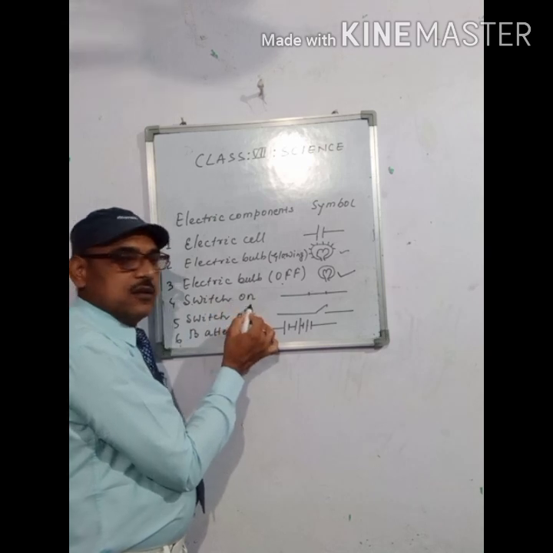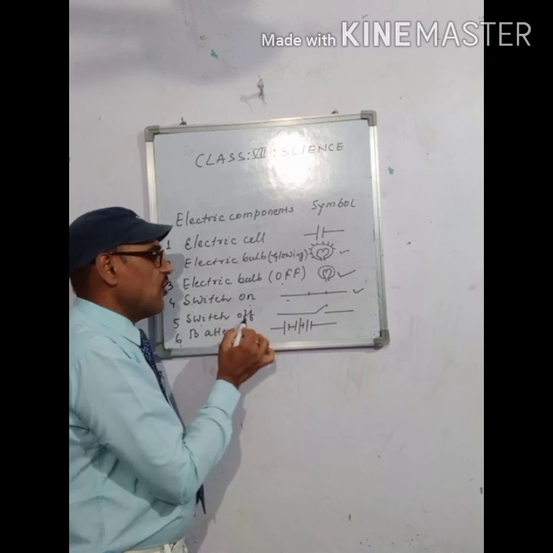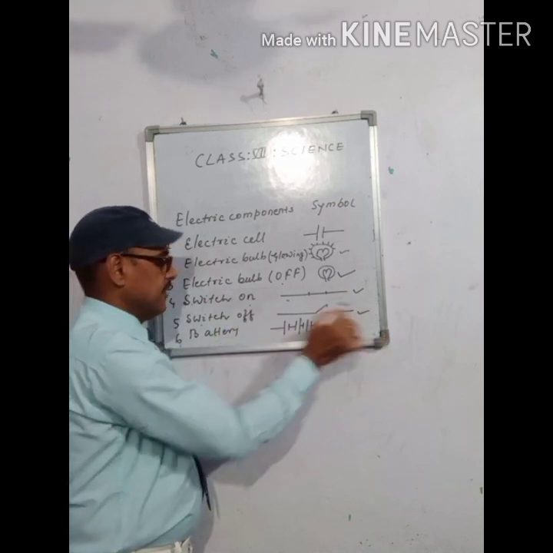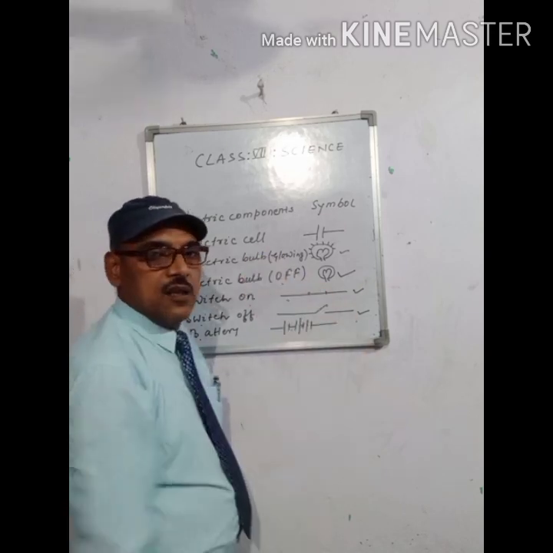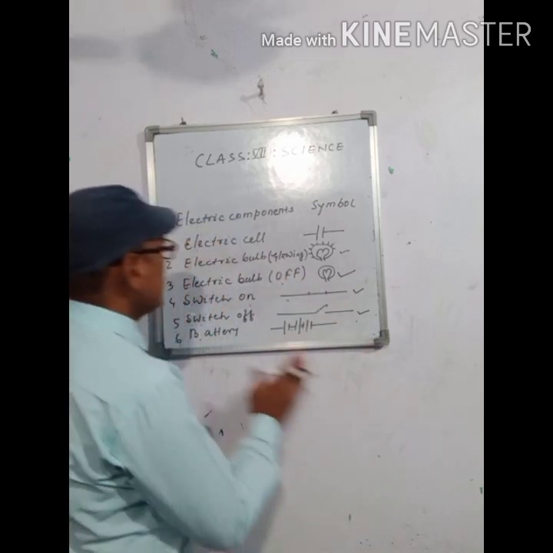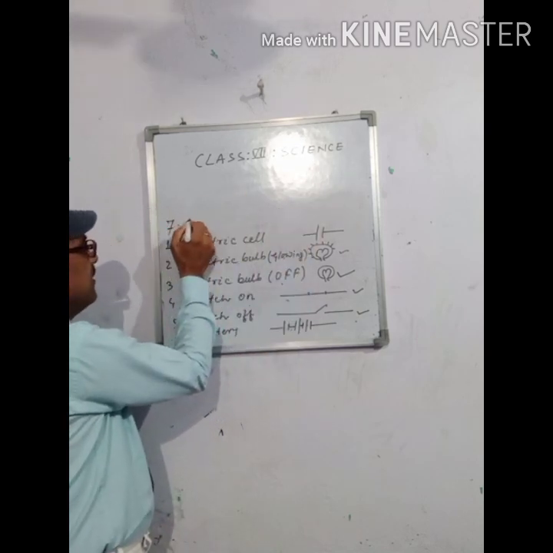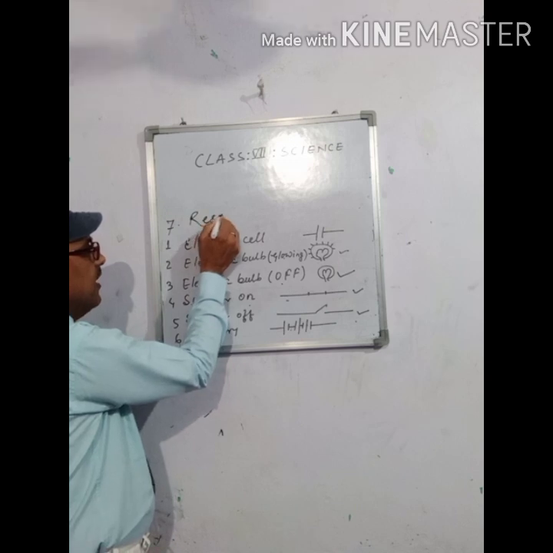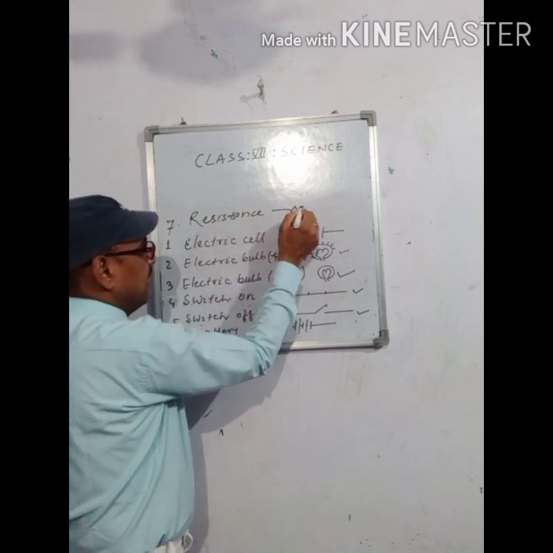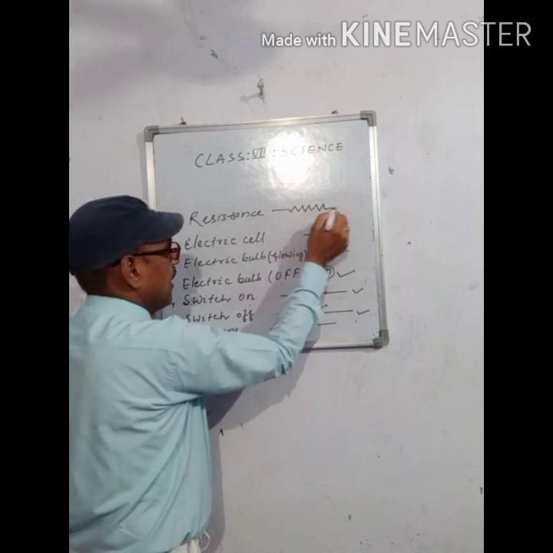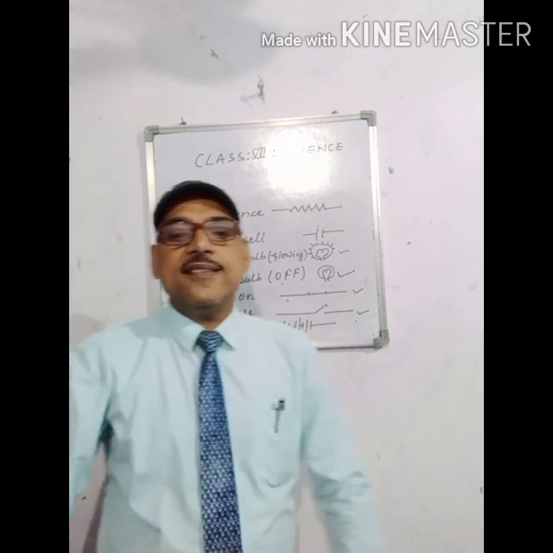Switch on is denoted by this symbol. Switch off is denoted by this. Battery is denoted by this symbol. And resistance is the seventh. Resistance is denoted by this symbol. This is the symbol of resistance.